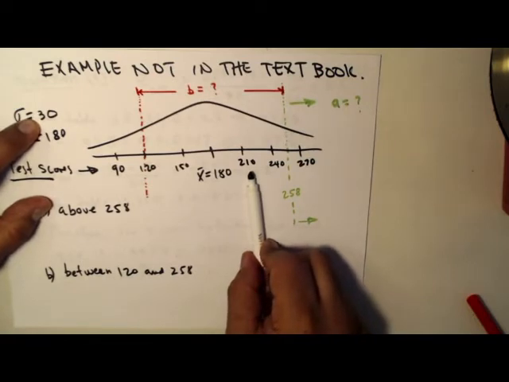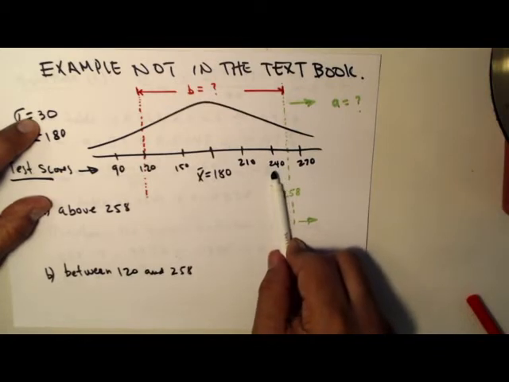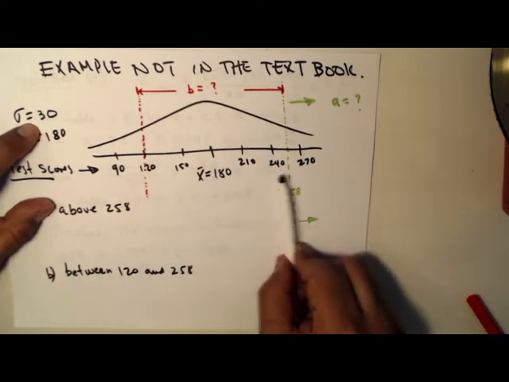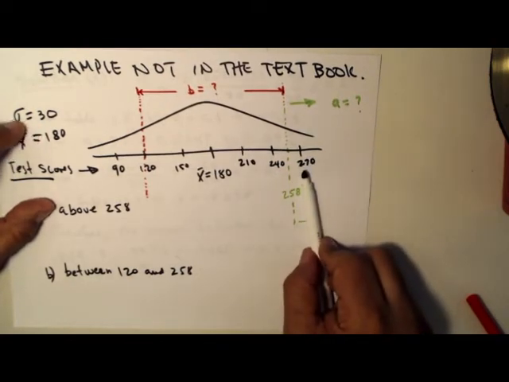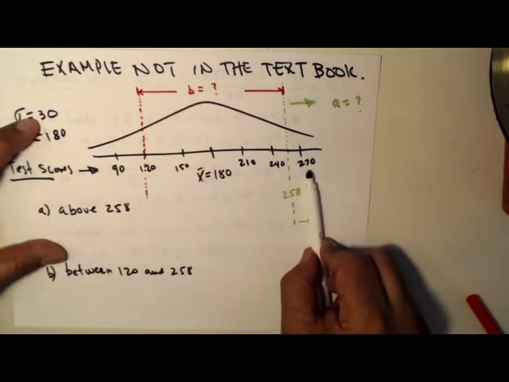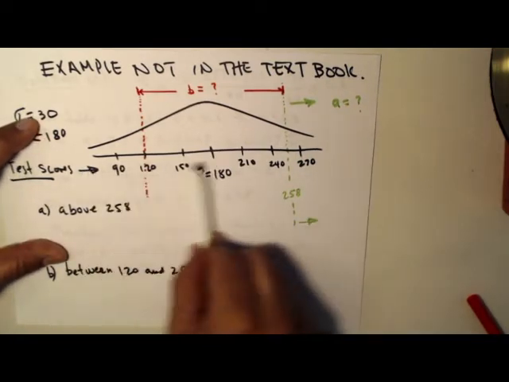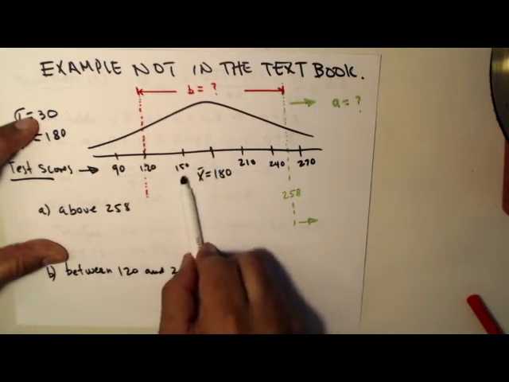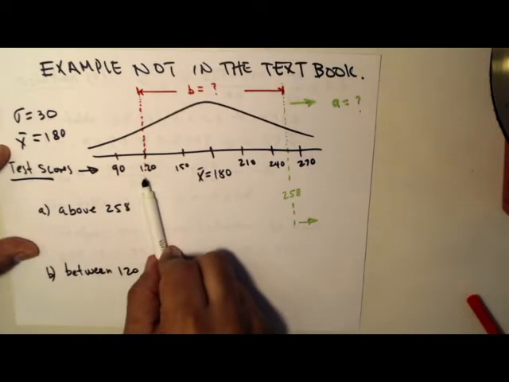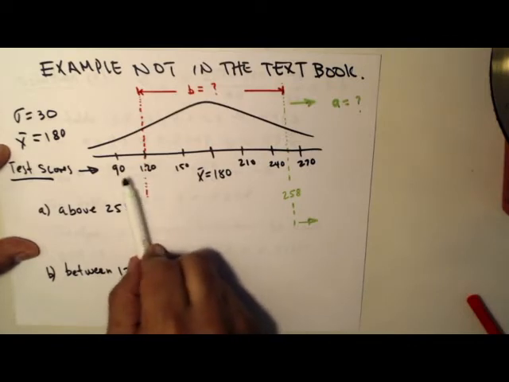For the second standard deviation, 210 plus 30 will be 240, and the third will be 240 plus 30, which will give you 270. And on the left, 180 minus 30 will be 150, 150 minus 30 will be 120, 120 minus 30 will be 90.